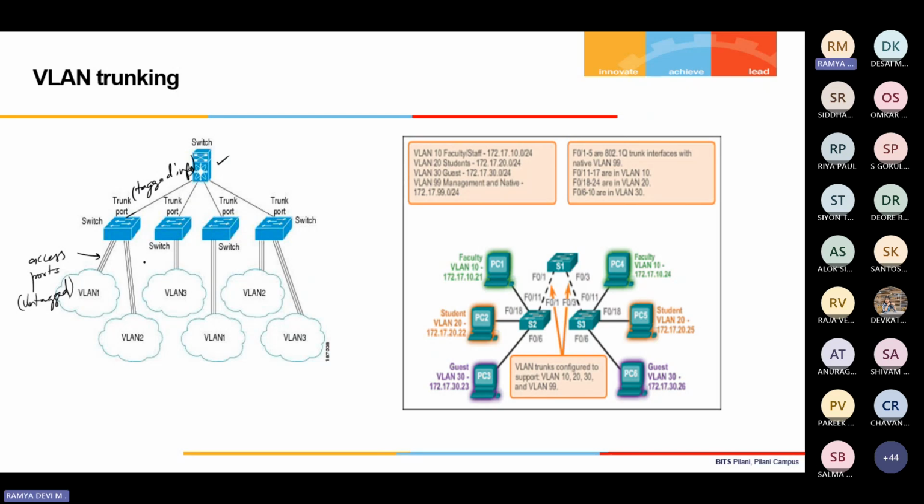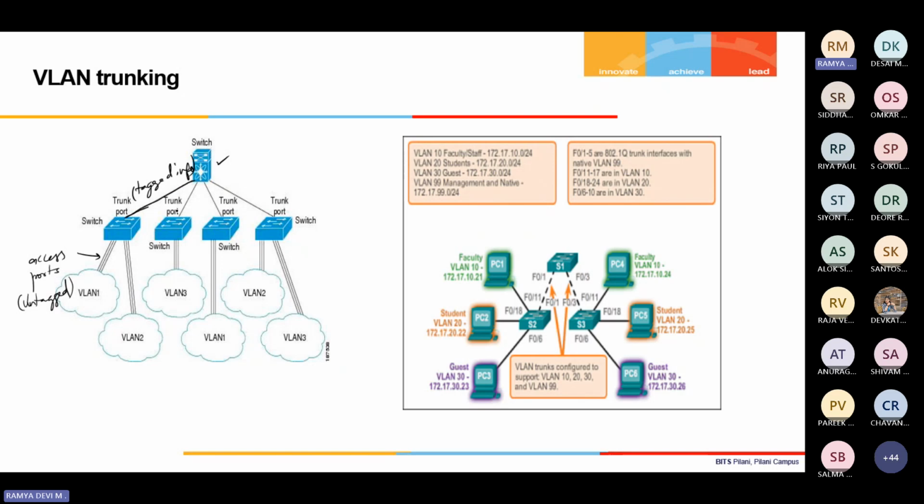So the links between the central switch and each edge switch will be connected with the trunk port, and the systems connected from the switch to edge devices will be connected with the help of access ports. Okay. So these trunk ports will carry traffic for multiple VLANs over the same physical connection. Say for example, this can carry the traffic between 1, 2, 3.